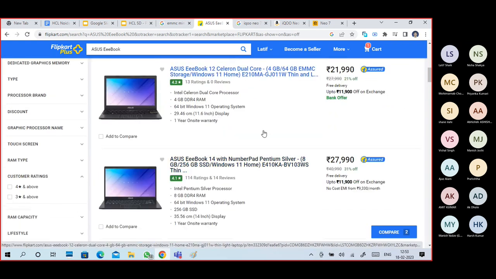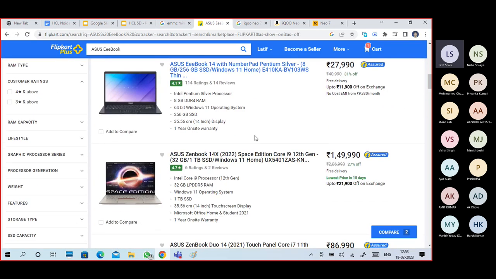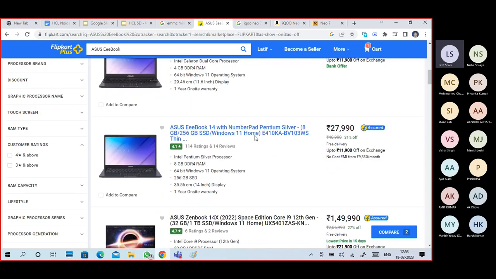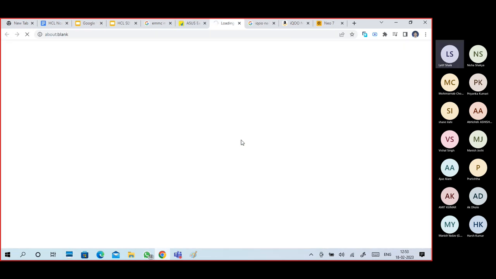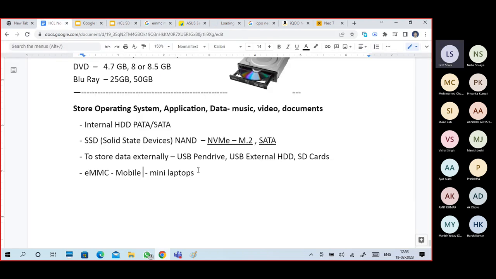20,000, 20,000, 18,000, nothing you'll ask inside. Mainly you have to check the battery performance, if in case you want to go for this one. So you have to check the battery performance. This looks good. Okay, so that's the point I want to say, guys.